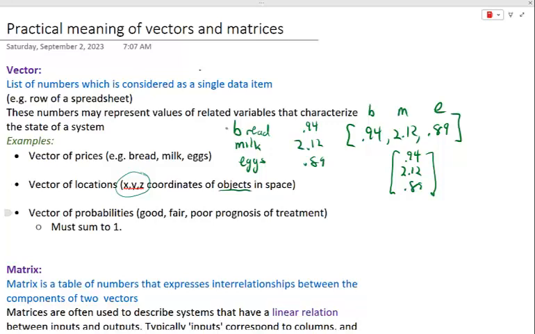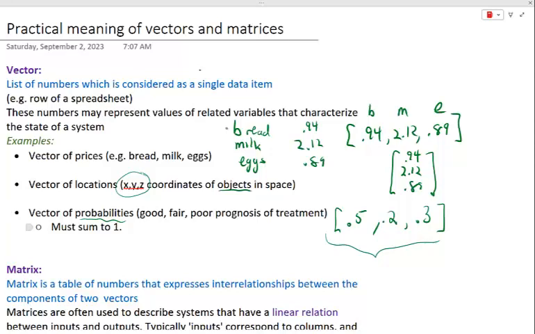Another place where vectors come into play are vectors of probabilities. For instance, if you have a patient and their current prognosis is good, fair, or poor, you could say that currently they have a 50% chance of a good prognosis, a 20% chance of a fair prognosis, and a 30% chance of a poor prognosis. Then that patient's current health state would be characterized by this vector of probabilities. Now, when you have a vector of probabilities, they have to sum to 1.